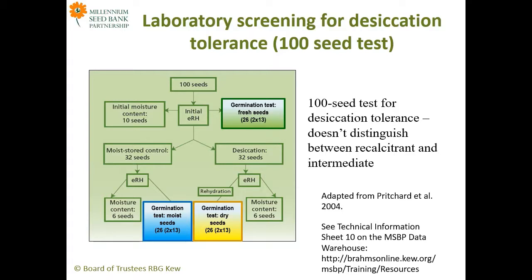At the same time, you will have a control group, which is the same number of seeds in a high humidity sealed container. You can use anything like moist vermiculite or filter paper, for example. It's just to maintain the humid conditions. You will then split each set into subsets, one subset used to determine moisture content and the other for germination testing. This method uses much less seeds, but it also only gives you a limited number of results. For example, you won't be able to distinguish between recalcitrant and intermediates using this method.